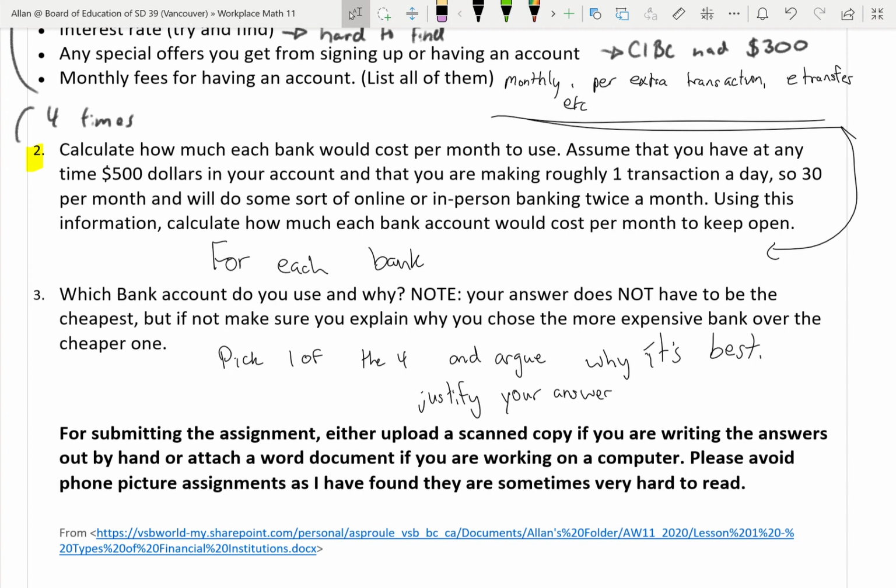And then finally, for submitting the assignment, either upload a scanned copy if you're writing the answers out by hand, or attach a Word document if you're working on a computer. Please try to avoid phone pictures because I found that they're super hard to read. Some of them show up sideways. So if you can, Word document would be best. But if you can't, then at least try to scan it, go to the school library and upload it there.